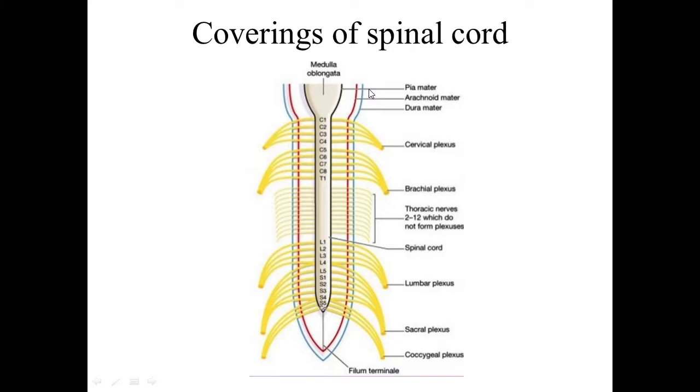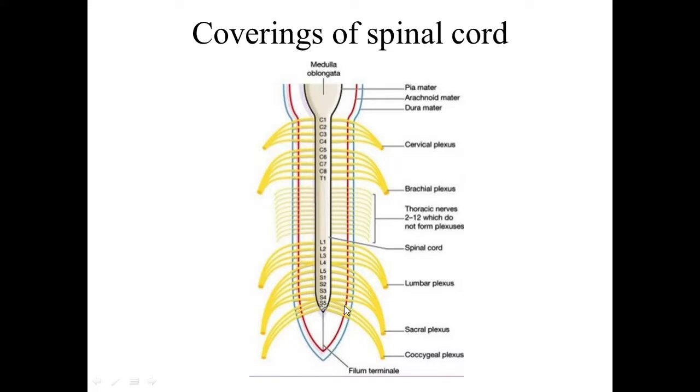Now we have seen the dura mater, which is the outermost covering. Then deep to the dura mater there is the arachnoid mater. It is a thin, delicate, transparent, avascular membrane. It invests the spinal cord loosely, and it extends up to the lower border of the second sacral vertebra, at the same level as the dura mater.